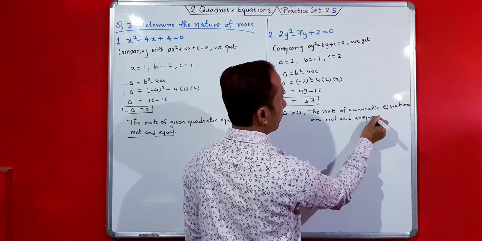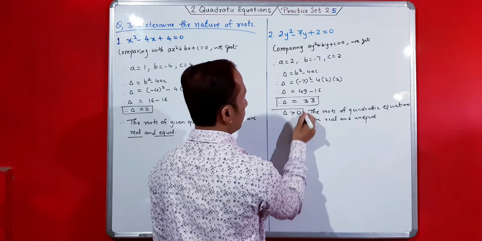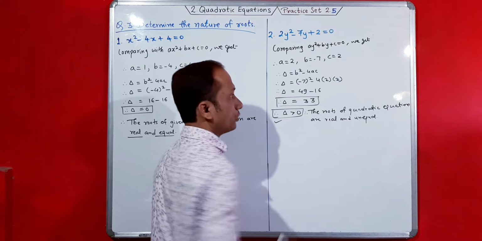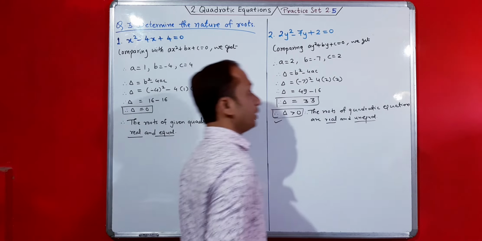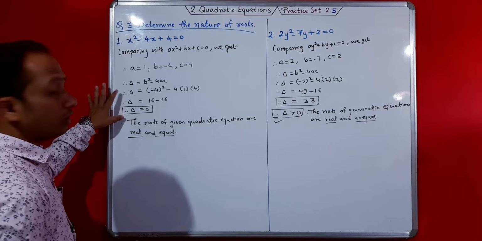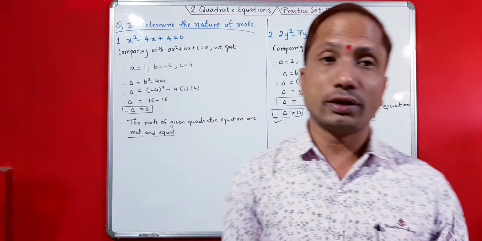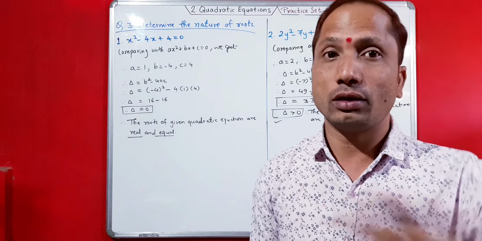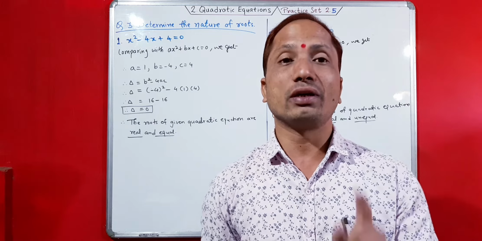If delta is greater than 0, the roots are real and unequal. Don't forget, the roots are real and unequal. So you have to follow these conditions. First condition: if delta is equal to 0, roots are equal and real. If delta is greater than 0, roots are real and unequal. And the last condition is the roots are not real if delta is less than 0.